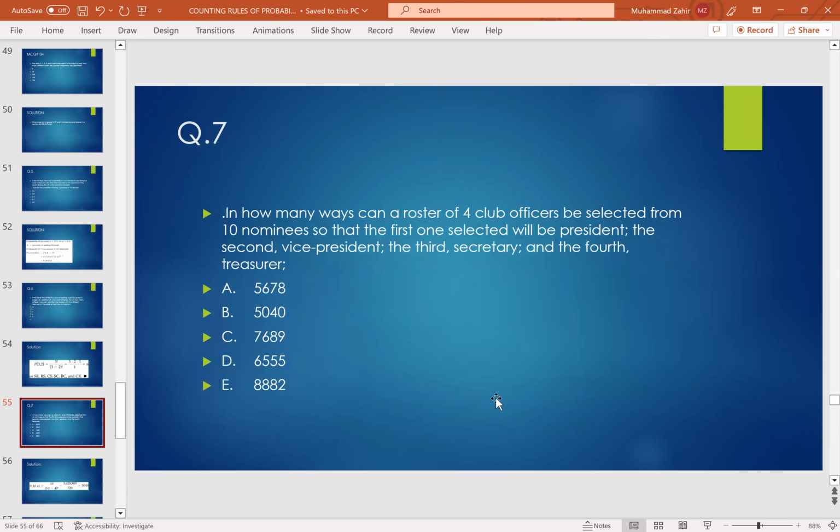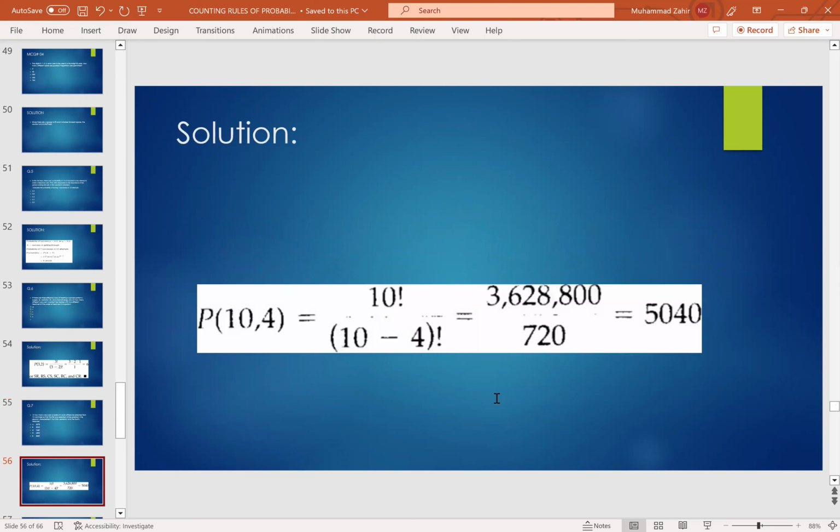In the next question, in how many ways can a roster of 4 club officers be selected from 10 nominees so that the first one selected will be president, the second vice president, the third secretary, and the fourth treasurer? These are the different options given, and the solution is again by adding all the values and putting them in a formula of the permutation, we will add them.